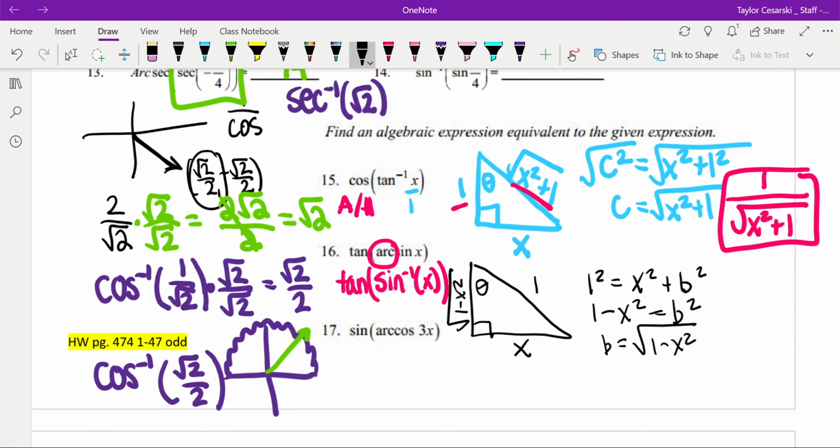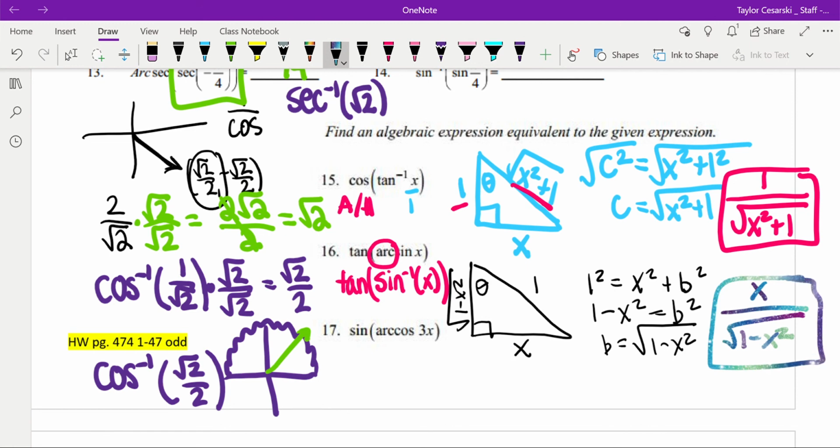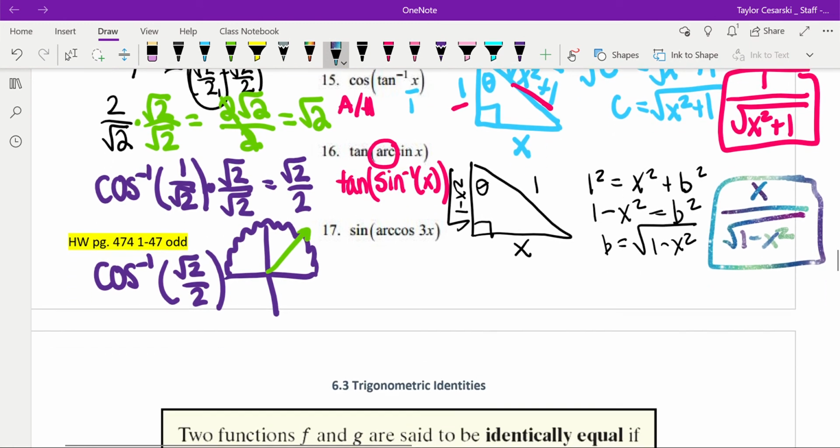So how do you find tangent? Tangent is opposite over adjacent. The opposite of theta is x. The adjacent to theta is the square root of 1 minus x squared. And that's it for that one.